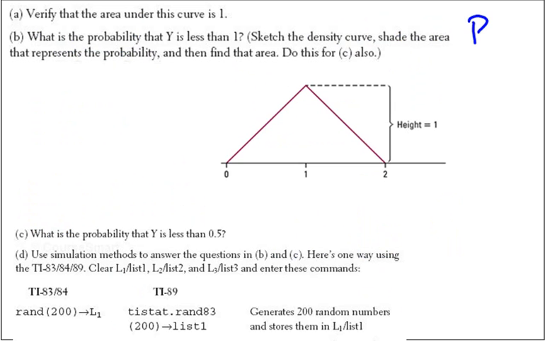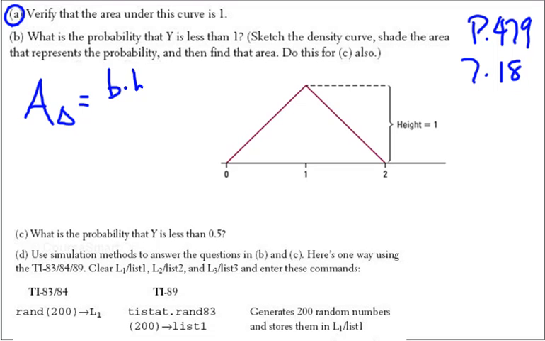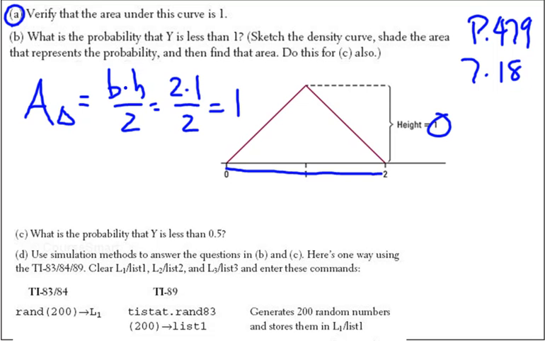All right, this is page 479 in your book, and it's problem 7.18. First thing, verify that the area under the curve is 1. This means that it is a density curve because its area is 1. It also means that it can be a probability model. So how do I verify this? Well, the area of a triangle is the base times the height divided by 2. Base here is 2. Height is 1. So that's 1. So it's verified.